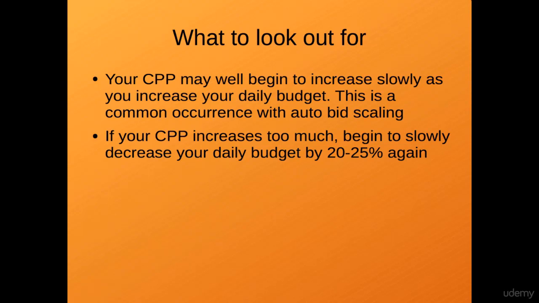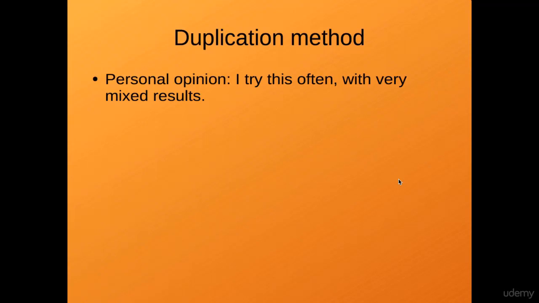And if your cost per purchase increases too much, it gets too high and you're not happy with it, you need to start slowly decreasing your daily budget back down, again by that 20 to 25% or by that £5 or by that whatever increment you had decided. Okay? And hopefully as you decrease that daily budget back down, the CPP comes back down and you eventually find a sweet spot.